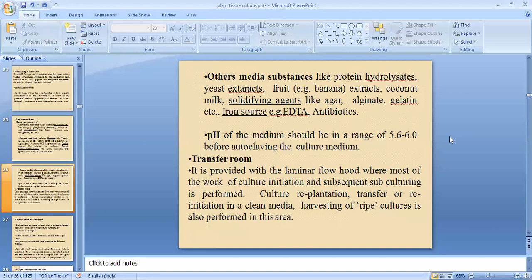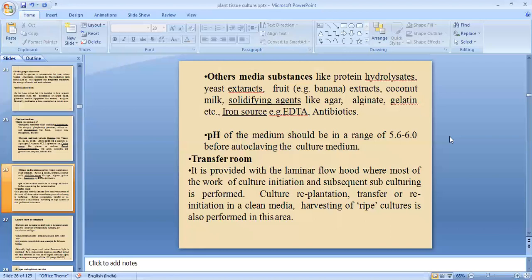And once you weigh all these nutrients in the required proportion according to the different media available, it has to be dissolved in double distilled sterilized water, deionized sterilized water, and then the pH of the preparation has to be adjusted. The pH range should be around 5.6 to 6 before autoclaving. Once the sterilization is over, the other procedures can be followed.